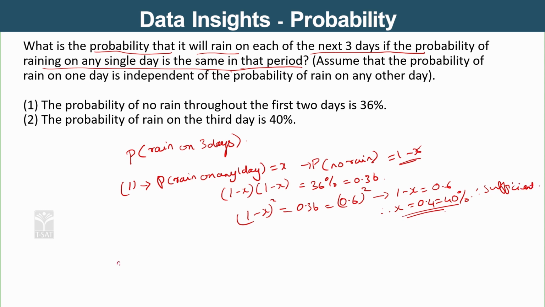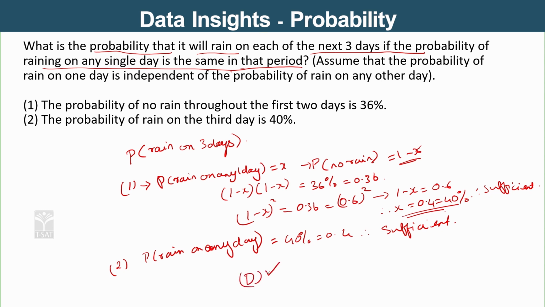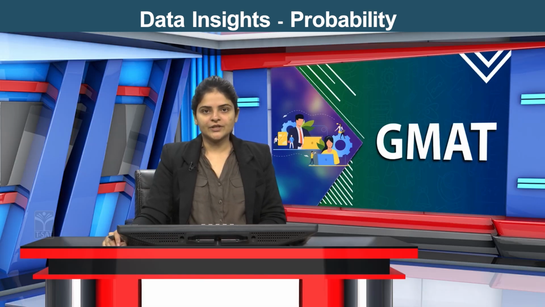Now let's look at what statement 2 is saying. The probability of rain on the third day is 40%. So the probability of rain on any day is going to be the same as it is on the third day, which is 40%, or 0.4. Therefore, this information is also sufficient to answer the question. So, when statement 1 alone is sufficient and statement 2 alone is sufficient, the answer option is D. Let's move to the next question.